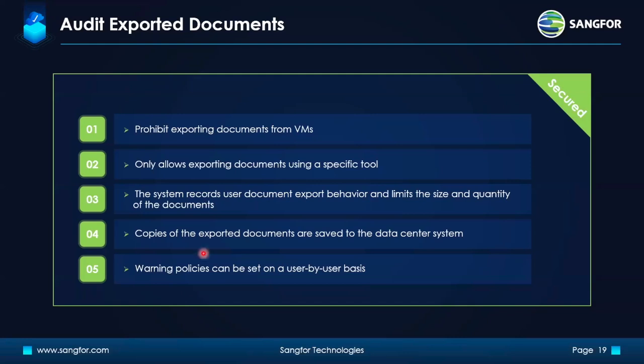Copies of the exported documents are saved on the data center system. Whatever he exported, the data will be saved on the data center. So a warning policy can be set. Suppose that you are prohibited from copying the data and all these things. You can set these on a user by user basis.